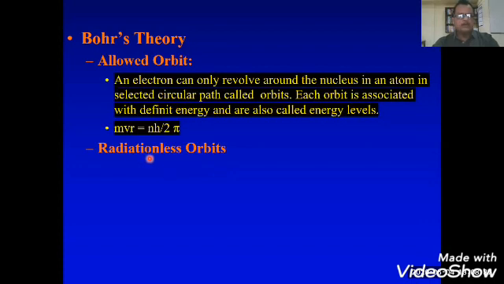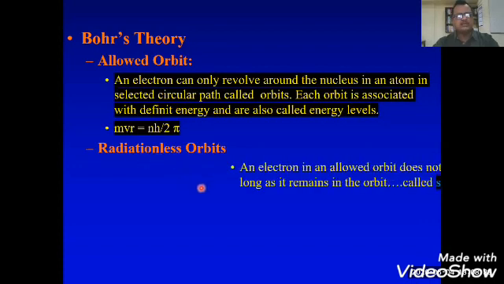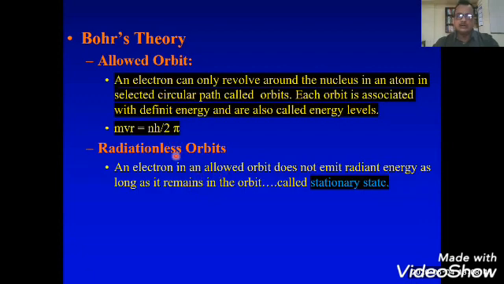Then Bohr suggested that when an electron revolves in this orbit, it does not emit radiant energy. That means when an electron revolves in the orbit, it will not lose any energy, nor will it gain any energy. And so they are also called stationary states. So I think these two points are clear.